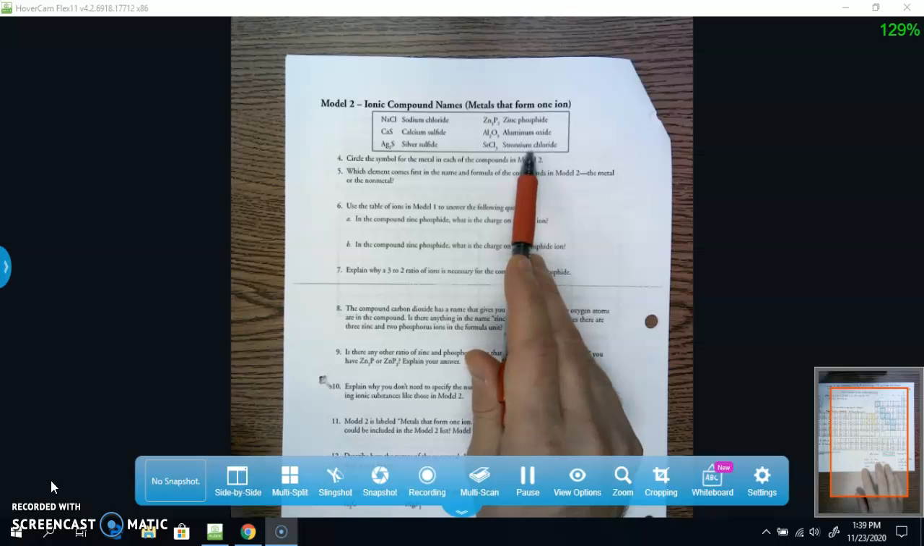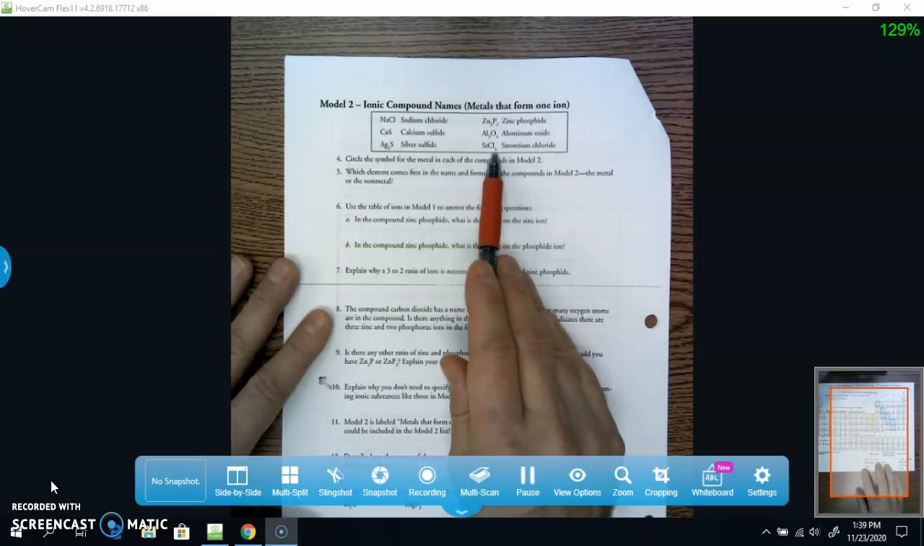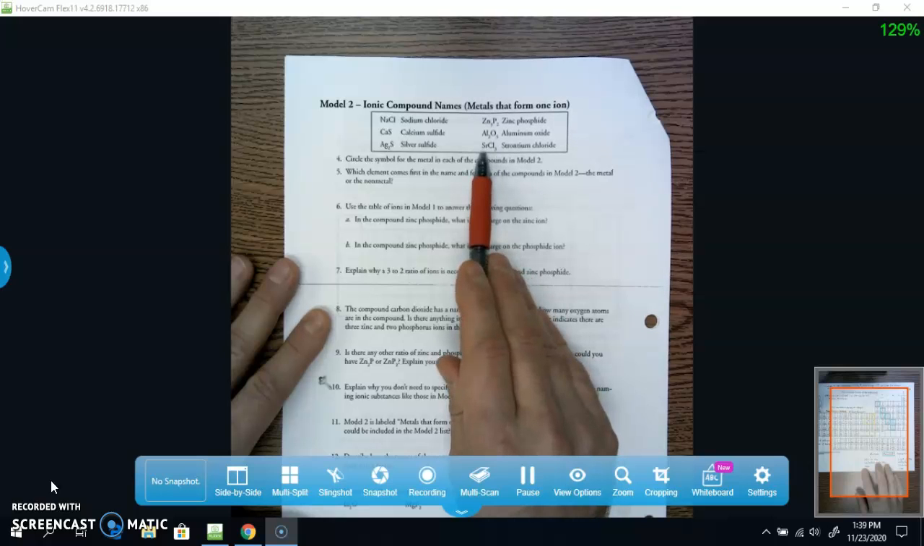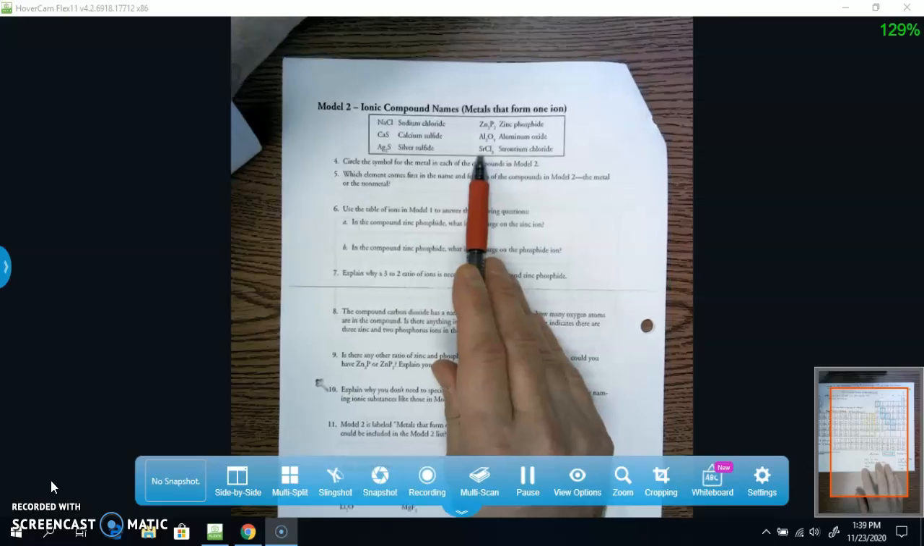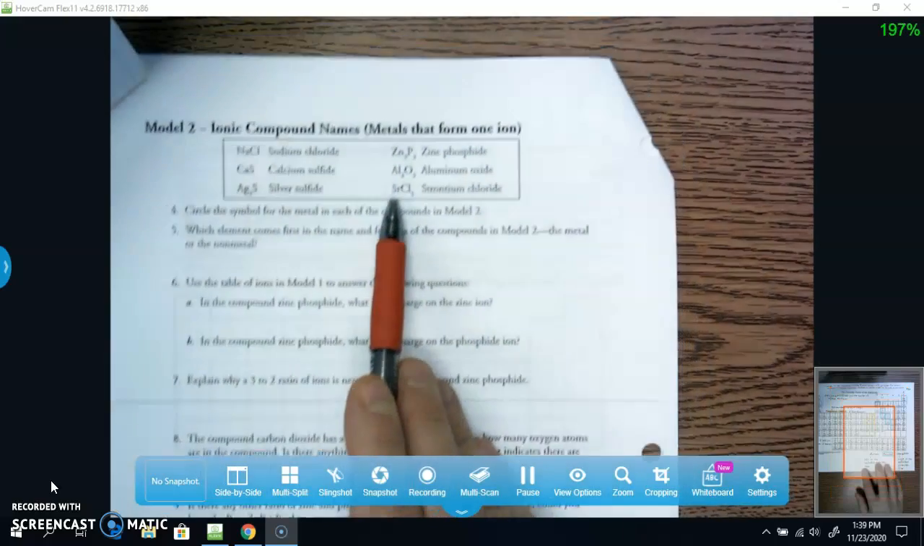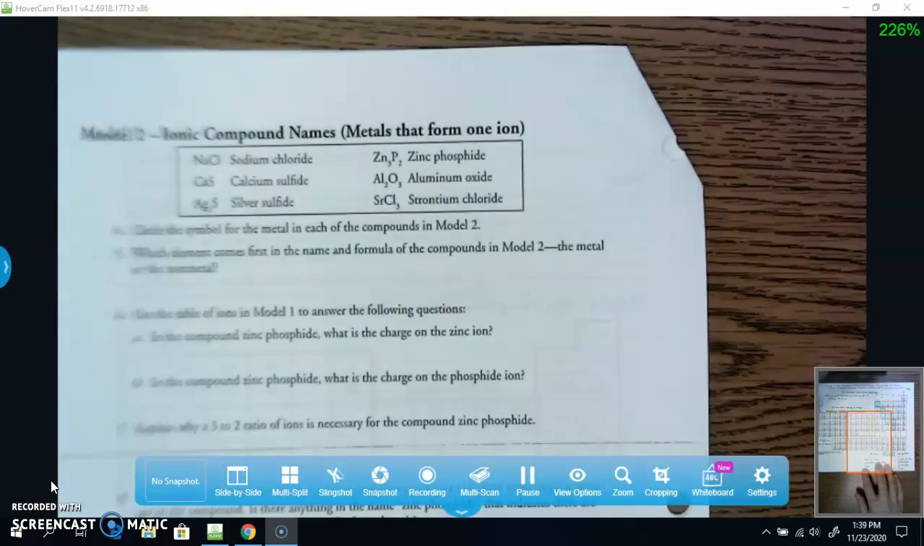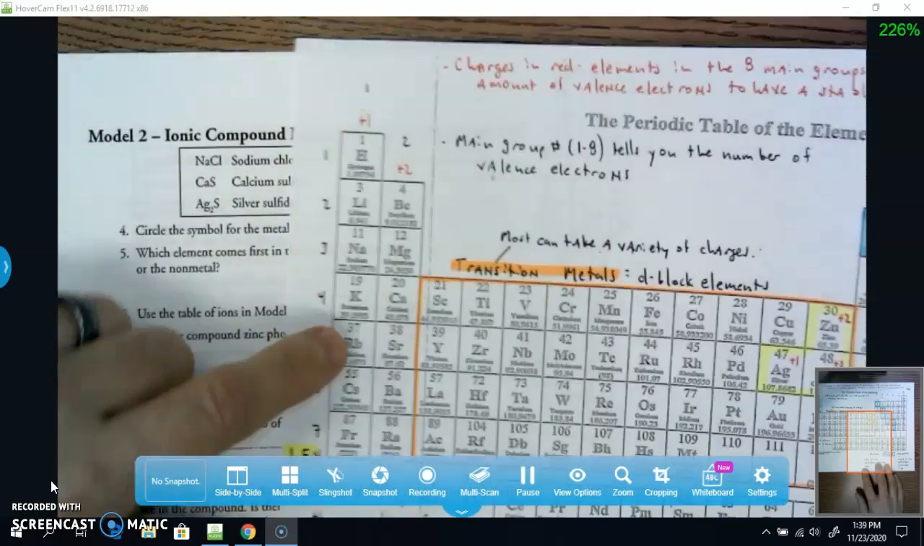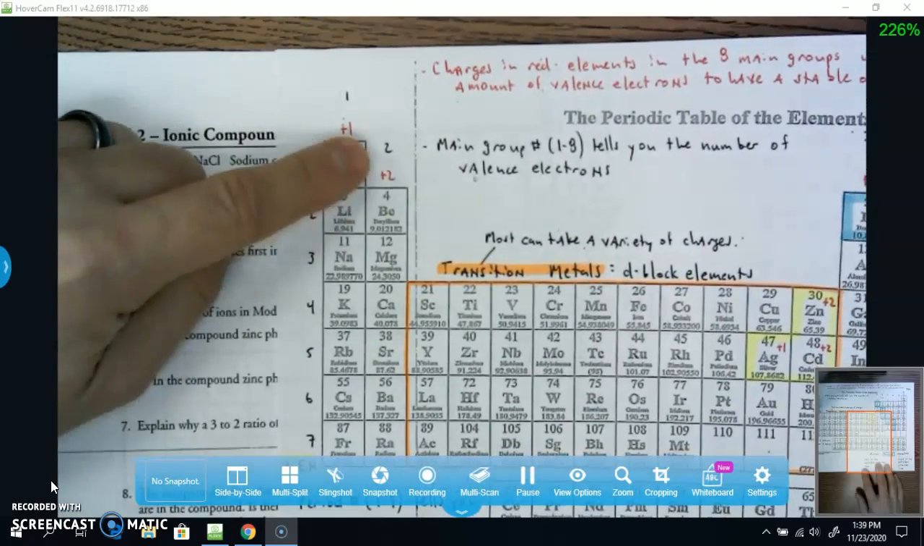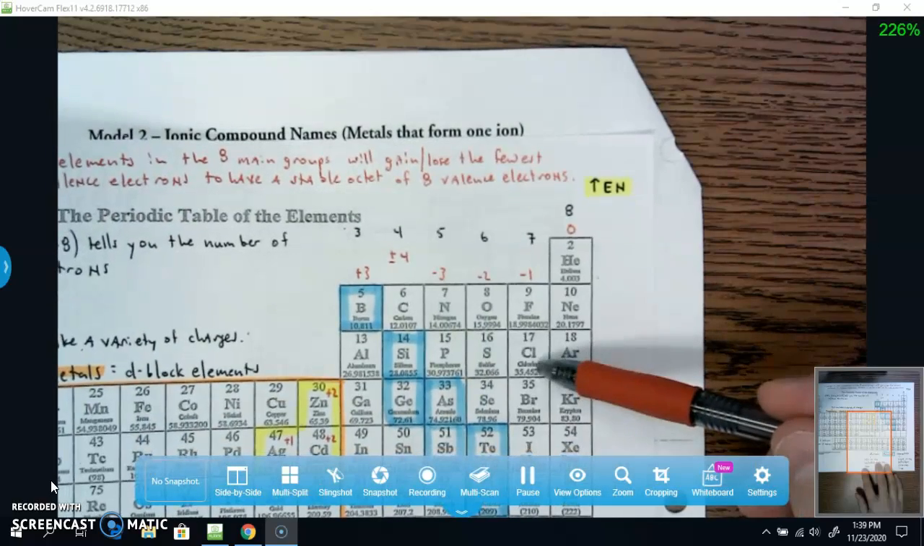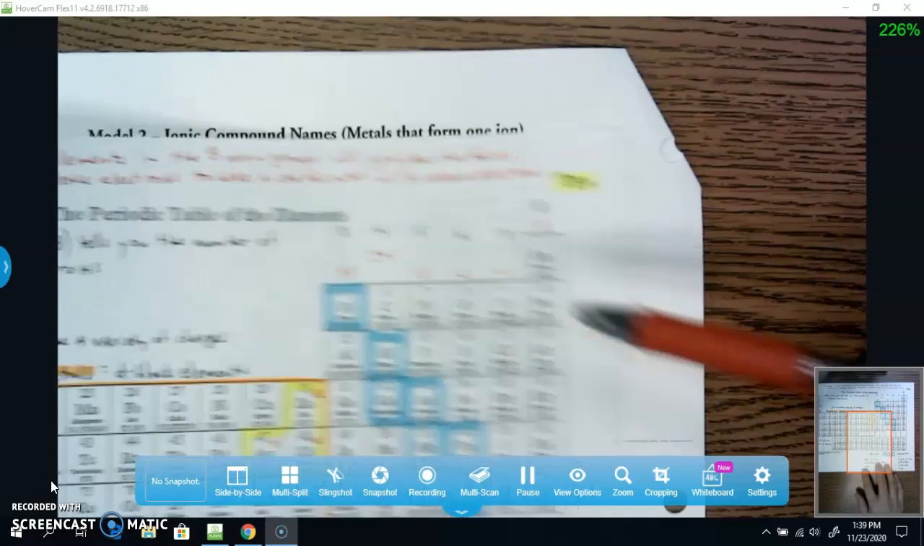But I want to point out that there's actually a problem with this one right here. This one right here says that the ratio is 1 strontium to 3 chloride ions. But if we take a look at our periodic table, we can see that when strontium turns into strontium ion, it takes a +2 charge, and when chlorine turns into chloride ion, it takes a -1 charge.